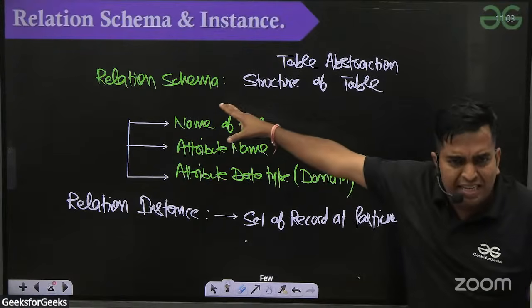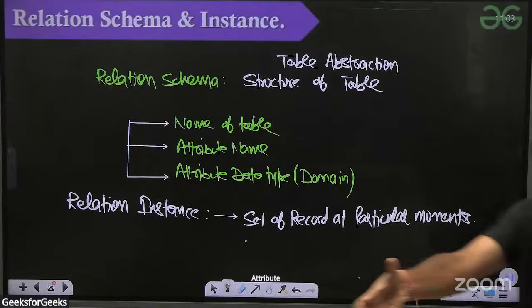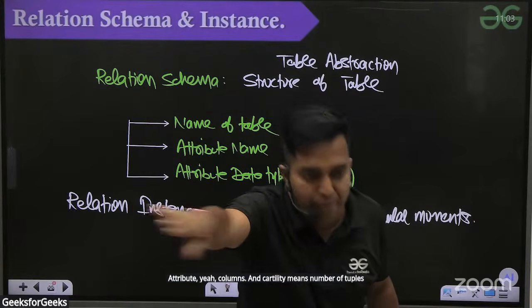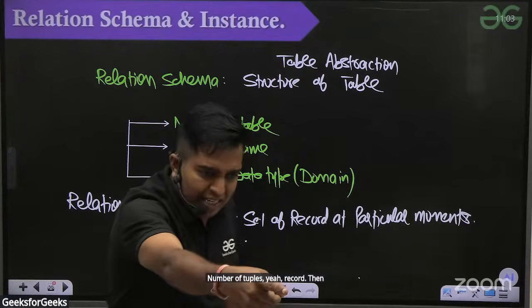Then relation schema means table abstraction. What is the meaning of abstraction? Show only the essential features, or hide the unimportant details.